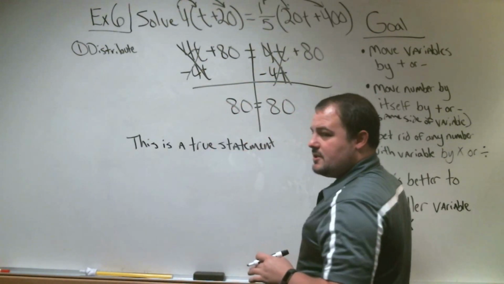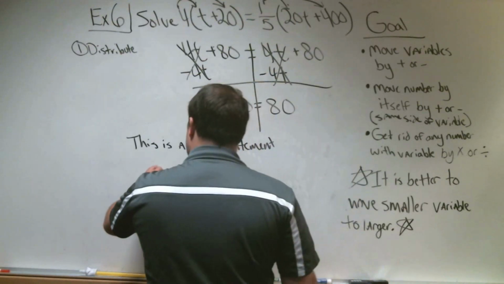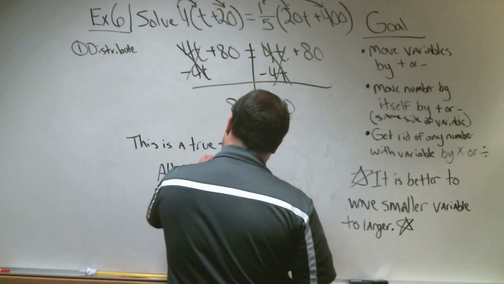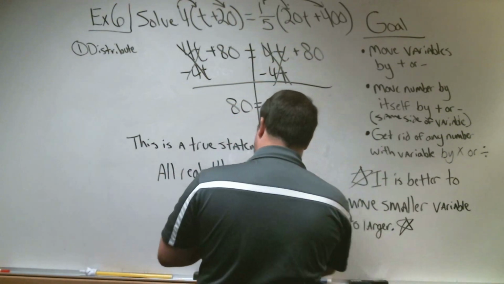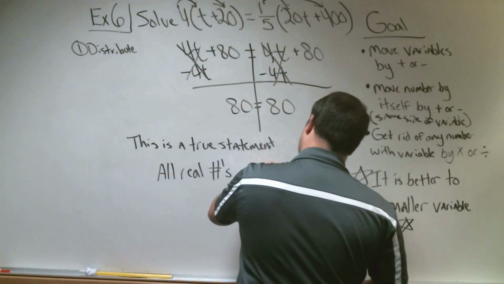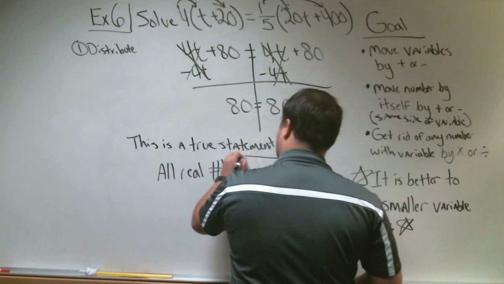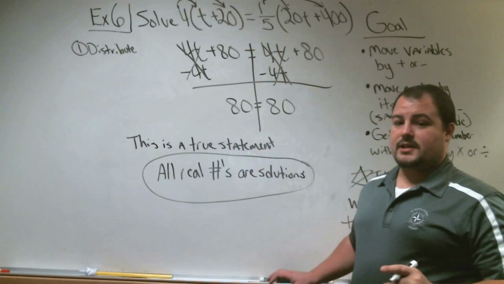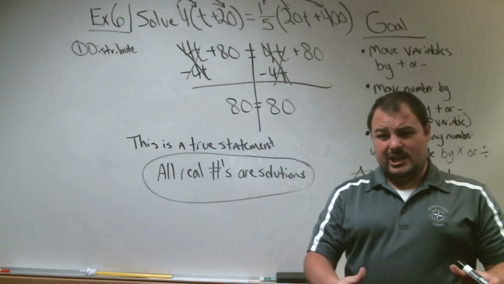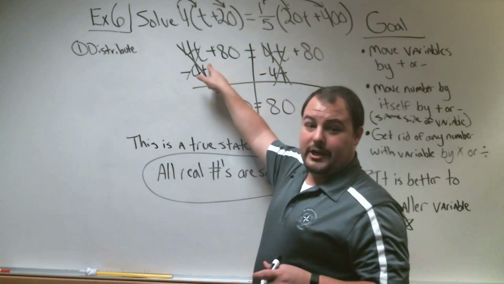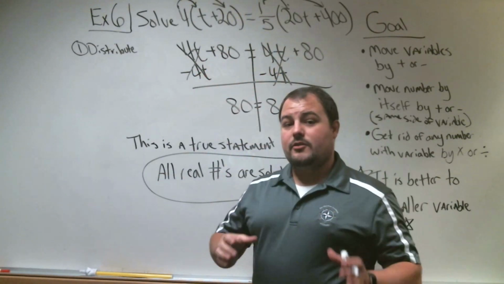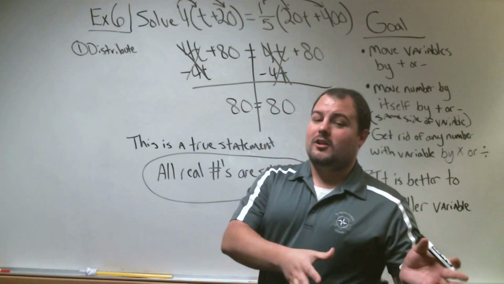And since this is a true statement, instead of having no solutions, all real numbers are solutions. So in this case, because we had a true statement here, this means that we could plug in any number in the world, like 1, like 2, like 3, and as long as we plug that number in the left side and the right side, they're always going to be equal. So this is what we call an identity.